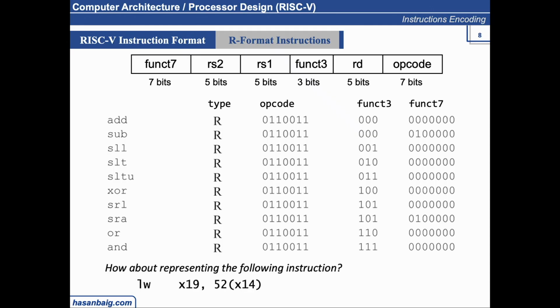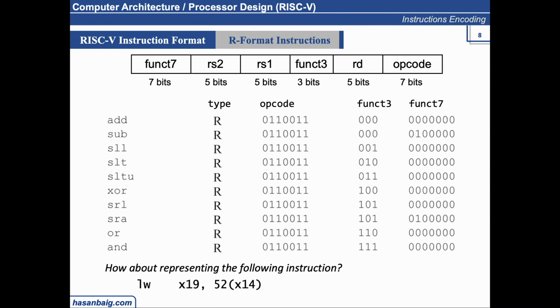How about representing this instruction, LW? So in the LW instruction, we have one source register and a destination register, and instead of having a second register, we have an immediate value 52. So just assume that you are part of a company and you're designing your own processor. So what do you think? How will you cope with this instruction?